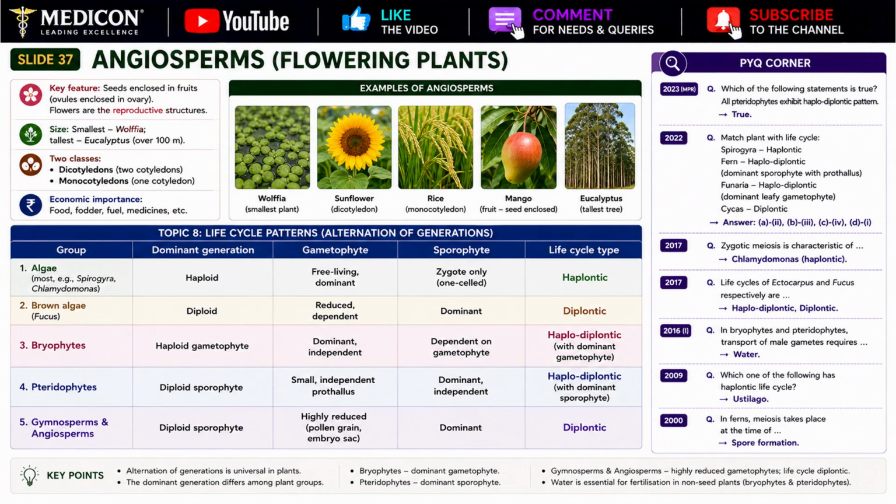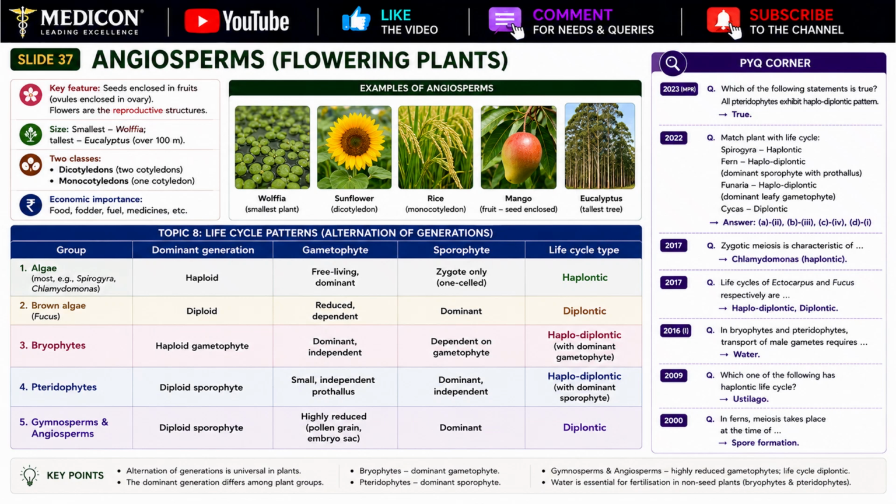Now comes the angiosperms, that is flowering plants. Most common plants which we see are flowering plants, angiosperms. So this should be easy to understand. Key features are seeds enclosed in fruits, ovules enclosed in ovary. Flowers are the reproductive structures. Size: the smallest is Wolffia and the tallest is Eucalyptus, over 100 meters.